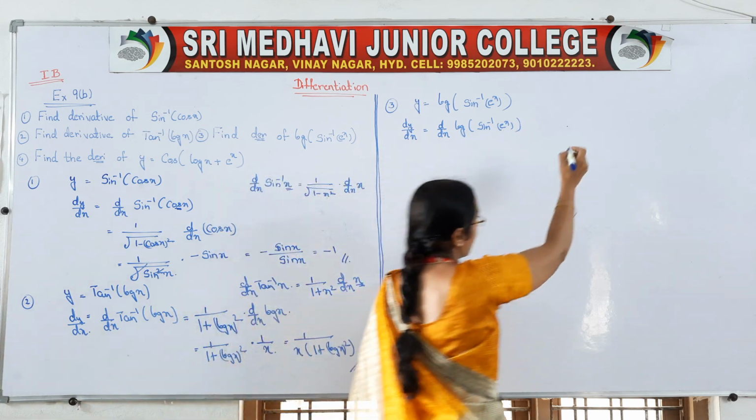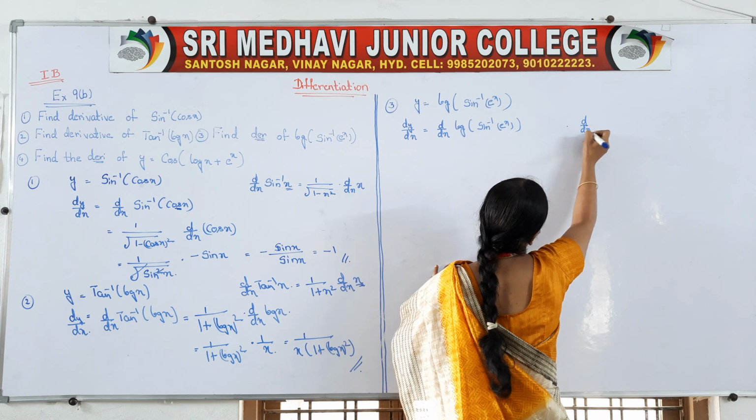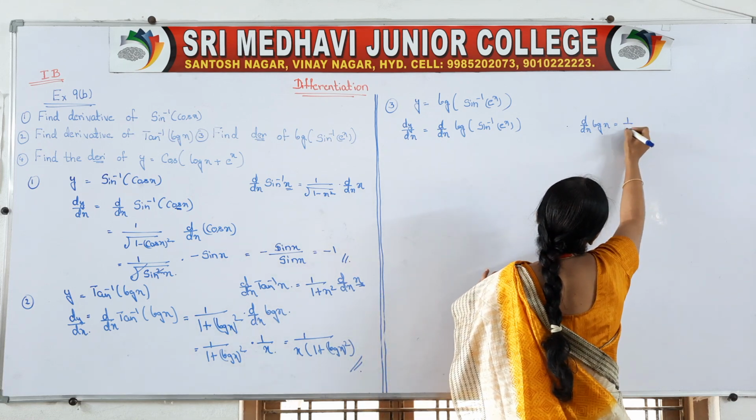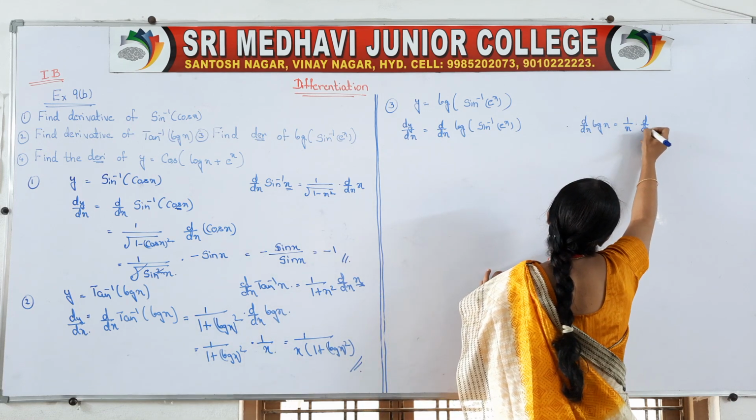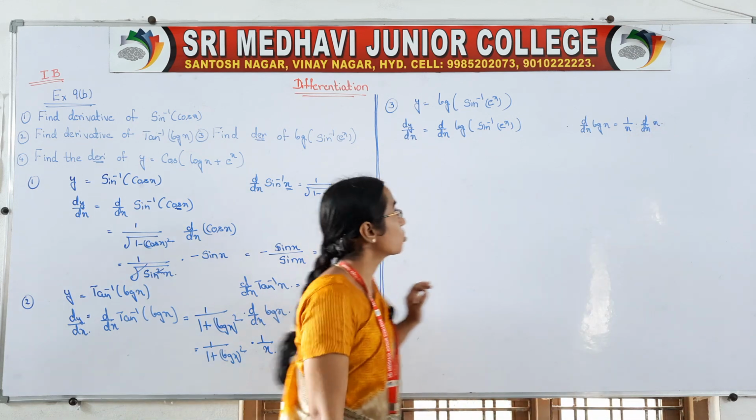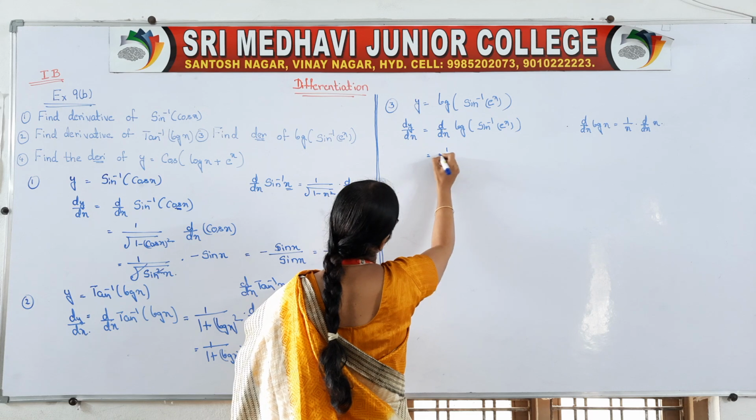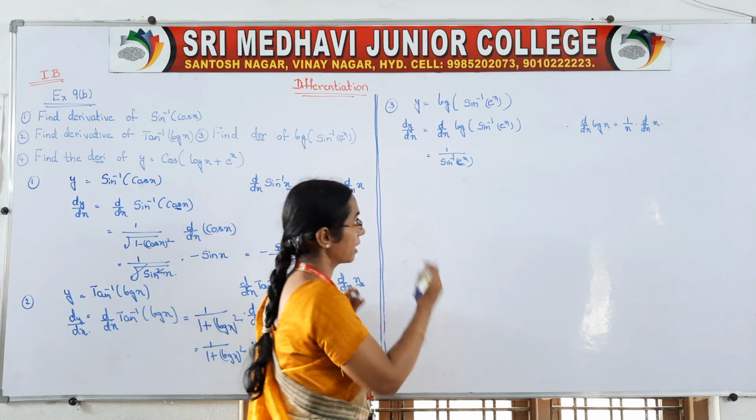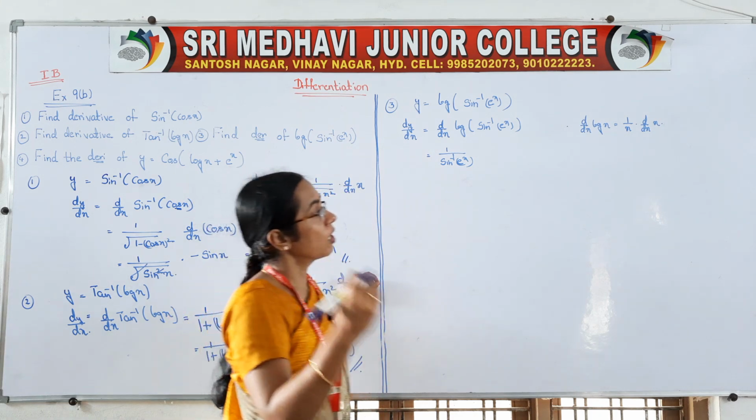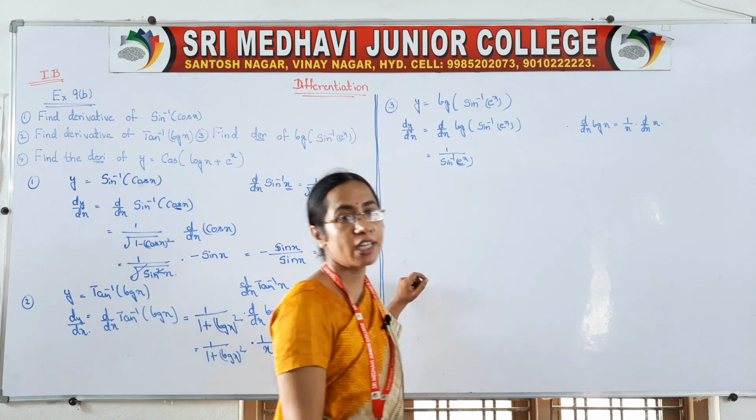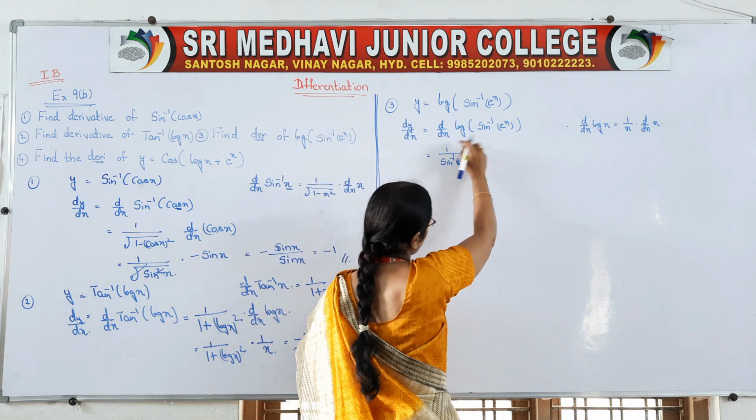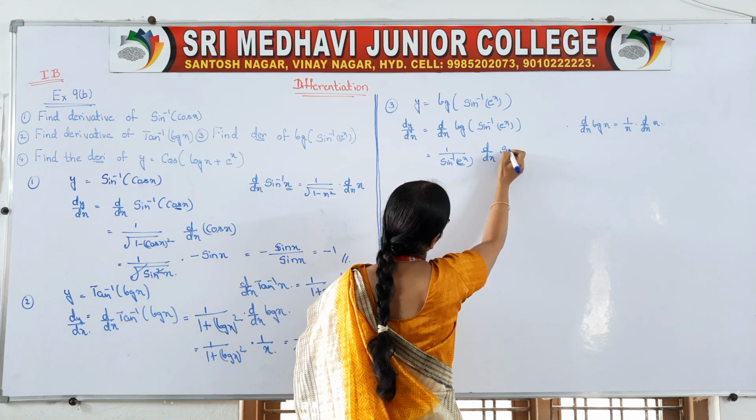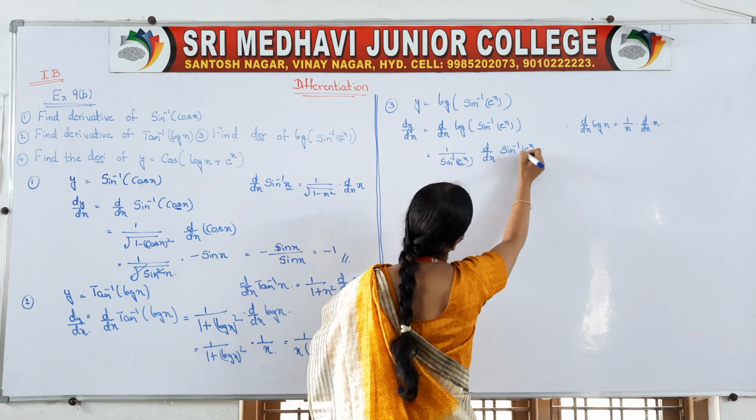Okay, so what is your standard formula? d by dx of log of any variable is equal to 1 by that variable into d by dx of that variable. So here we have to take 1 by what is that? Sine inverse of e to the power of x, isn't it? So log of this one, so 1 by this one into d by dx of sine inverse of e to the power of x.